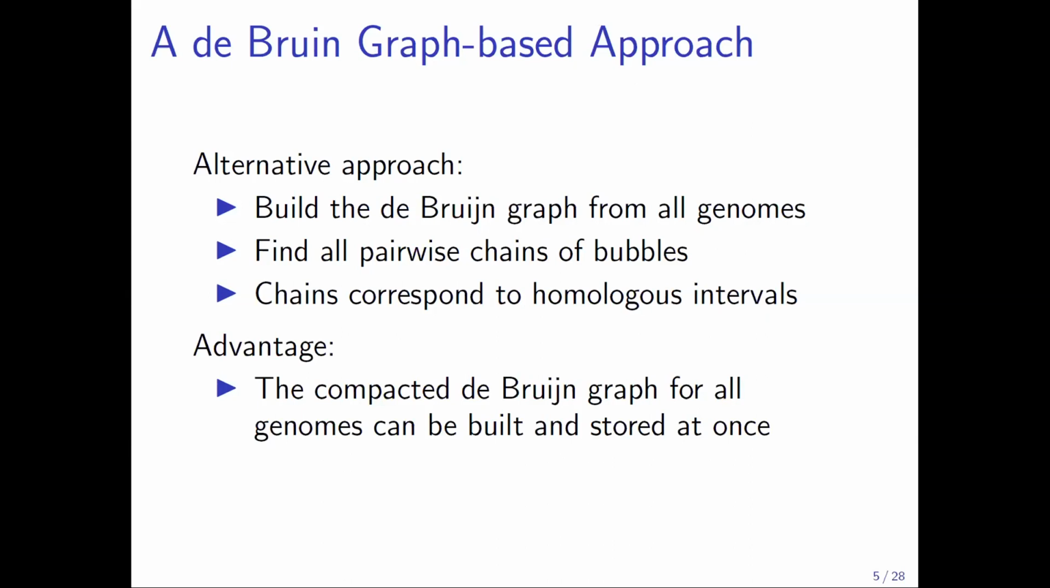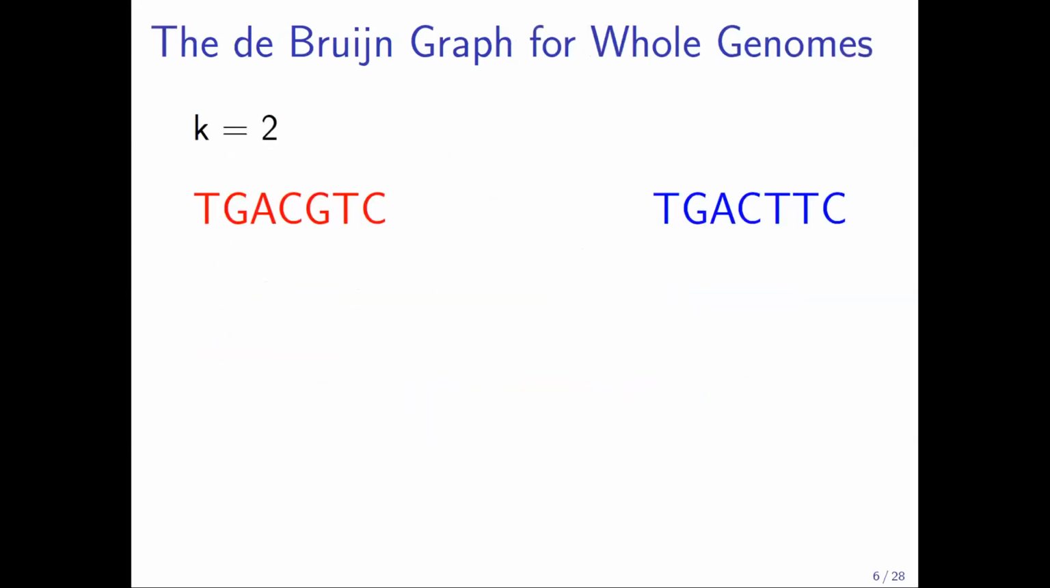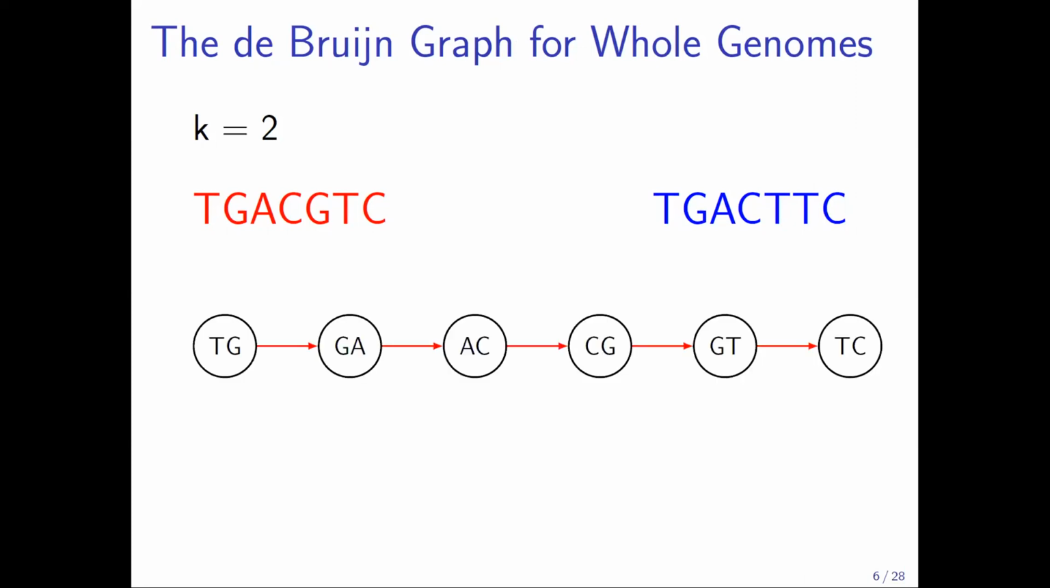I will define the de Bruijn graph for whole genomes. For the de Bruijn graph, we have a set of sequences. Here we have two sequences, a red one and a blue one, and we have a number k. What we do is take the first sequence, the red one, and write down all subsequences of length k in the order they appear in it.